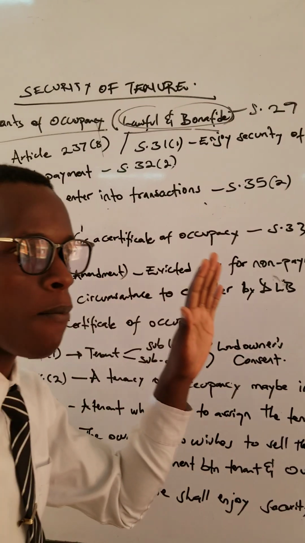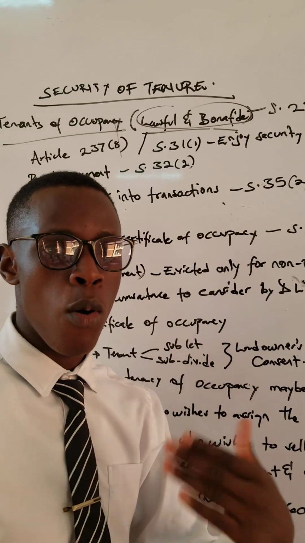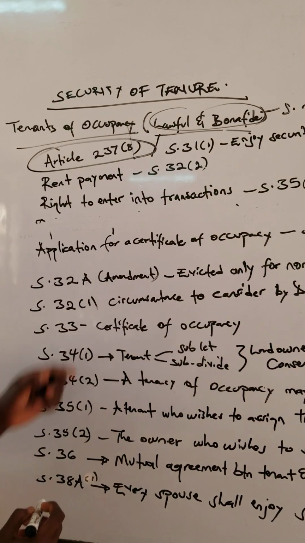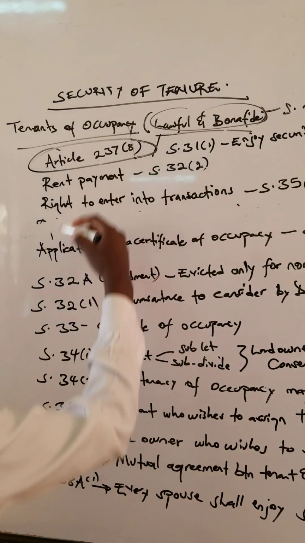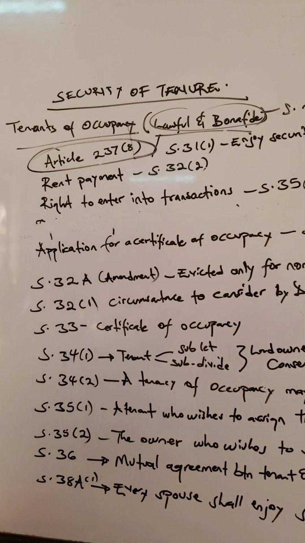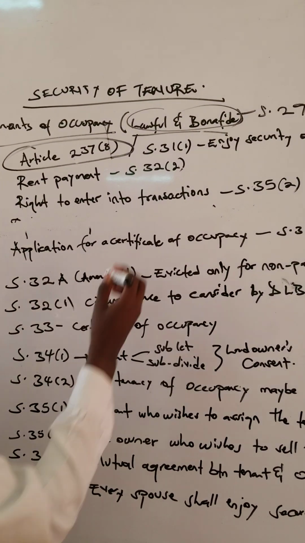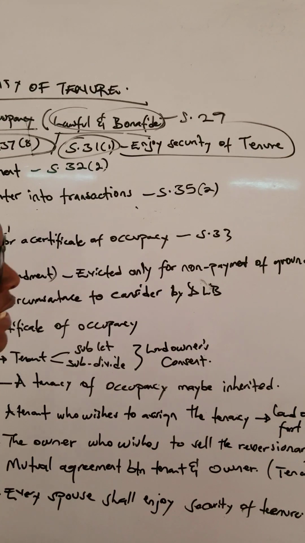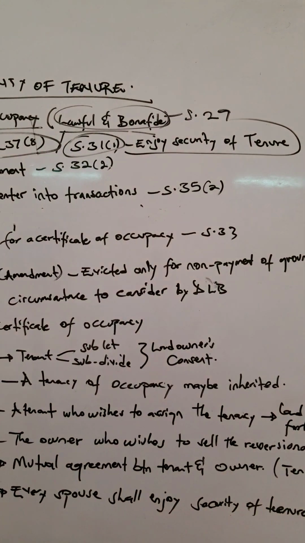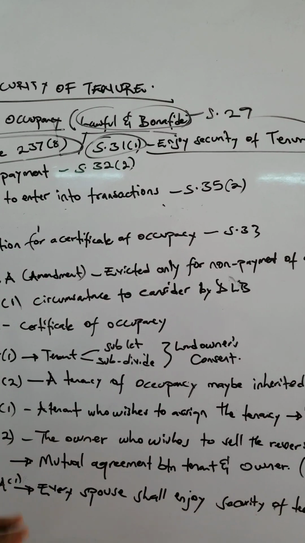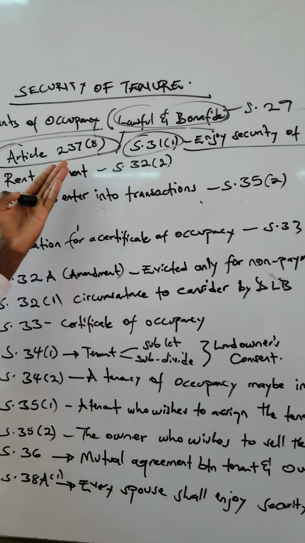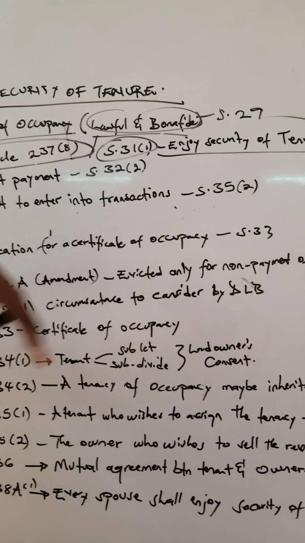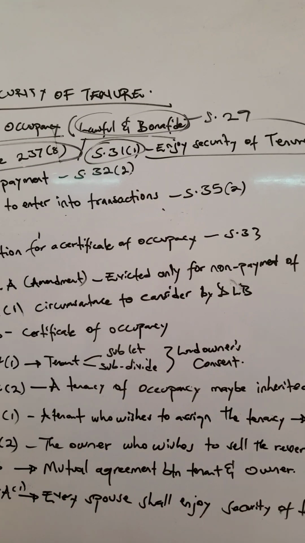We are going to highlight some of the provisions that provide for the security of tenure. We'll start with the ground law, which is Article 237, sub-clause 8 of the Constitution of the Republic of Uganda. It provides for the security of tenure. When you read Section 31, subsection 1 of the Land Act, it provides that those lawful occupants shall enjoy the security of tenure. So put that in mind. We have seen Article 237 and Section 31 of the Land Act, subsection 1, which says that the lawful or tenants by occupancy may enjoy the security of tenure.